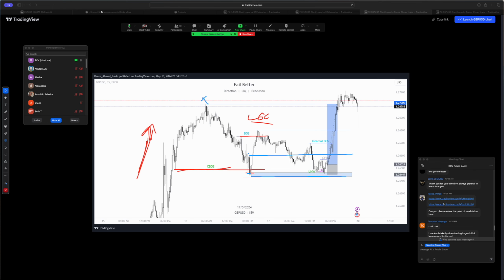Let's see. So can we review the point of invalidation here? So the invalidation point would be here. Here is your invalidation, because this low generated, this low was solidified, which is now considered the pullback low of the external trend, and it justifies the LGC move. So this would be your invalidation. Right, does this one time frame approach make sense?